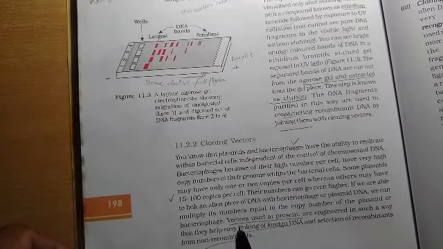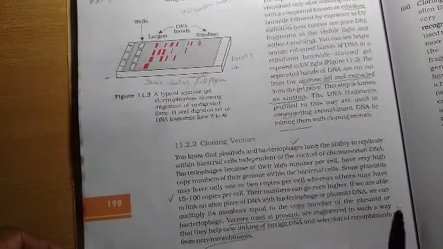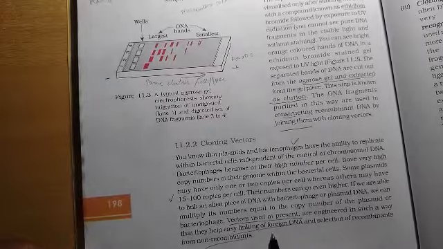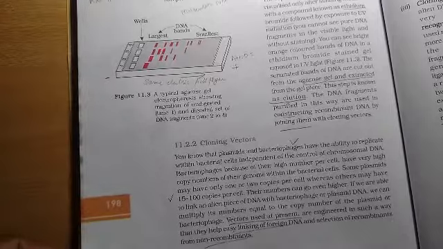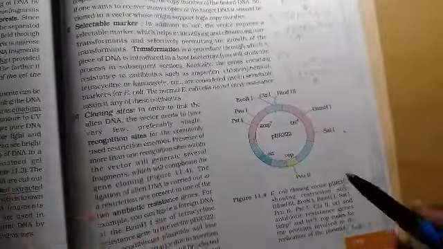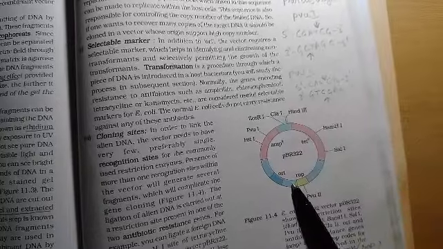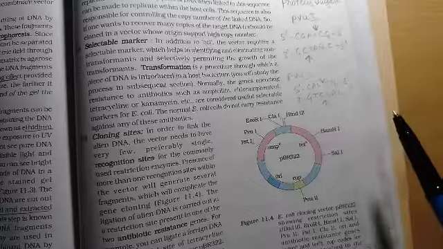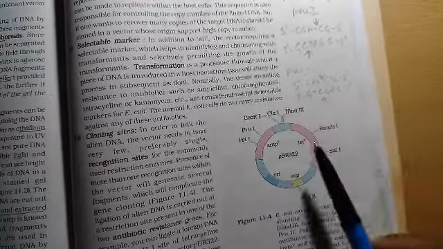Vectors used at present are engineered in such a way that they help easy linking of foreign DNA and selection of recombinants from non-recombinants. So one such vector we are discussing here is pBR322. It was first designed in 1977 by Herbert Boyer.